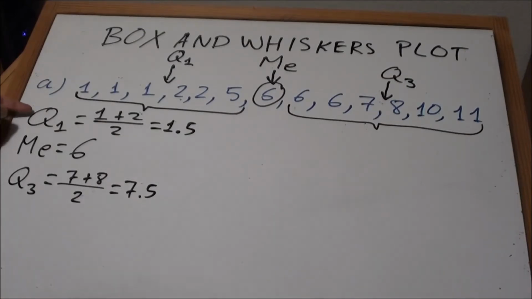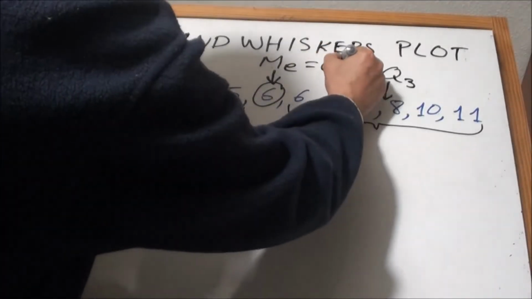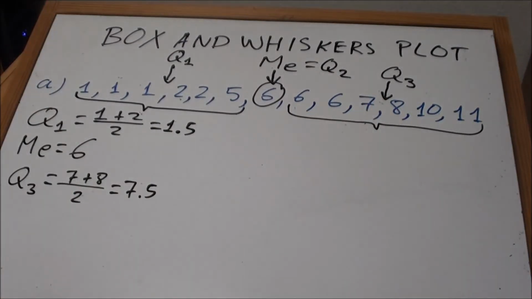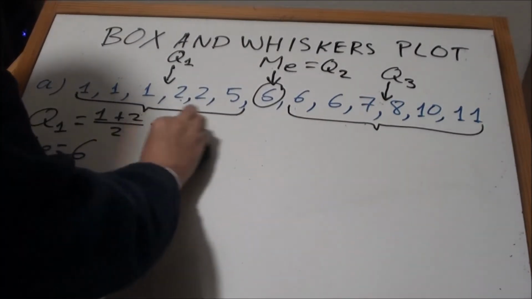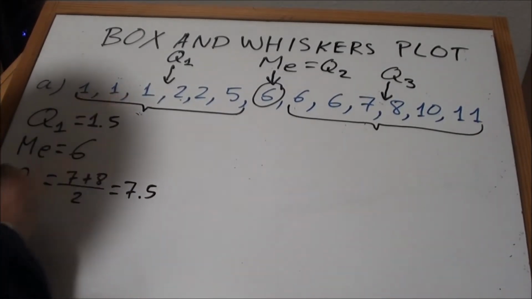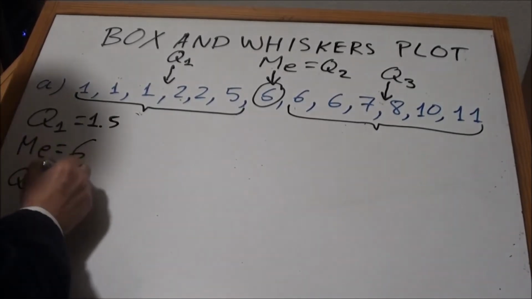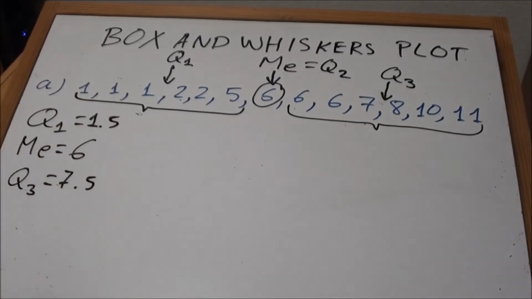Why do we say first quartile and third quartile? Where is the second quartile? That's right, here. The median is the second quartile. Sometimes they call the median Q2, the second quartile. So we have the quartiles and the median: 1.5, 6, 7.5, and now we are gonna make the box and whiskers plot.